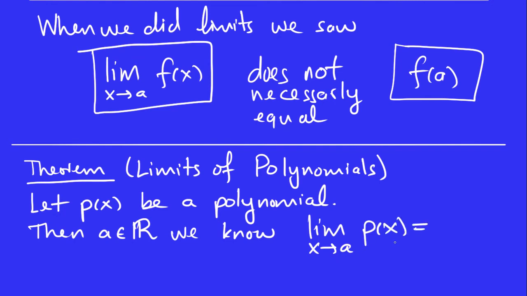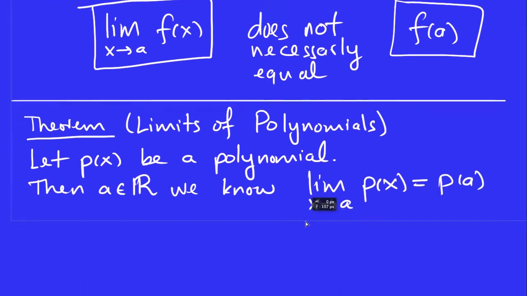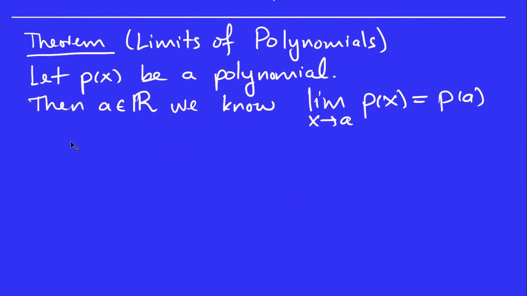How do we do the limit of a polynomial again? All we got to do is put the number in the polynomial, right? We've seen this theorem before. And now we actually have a name for this.